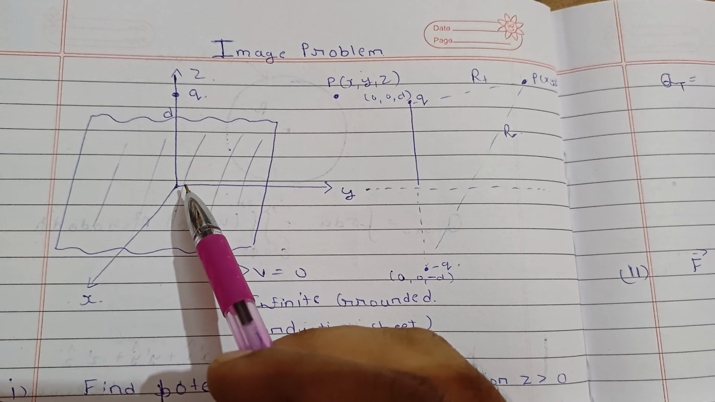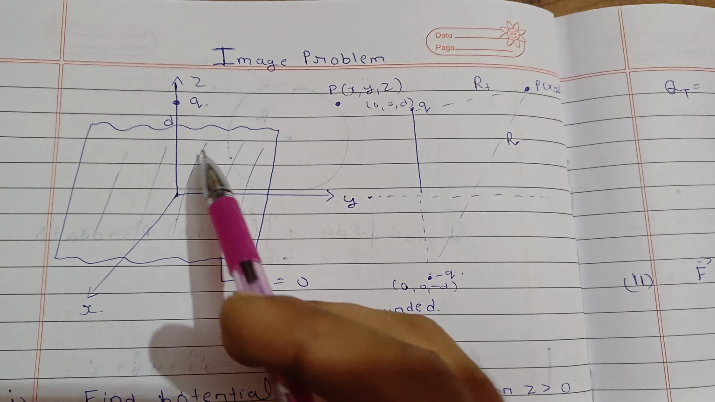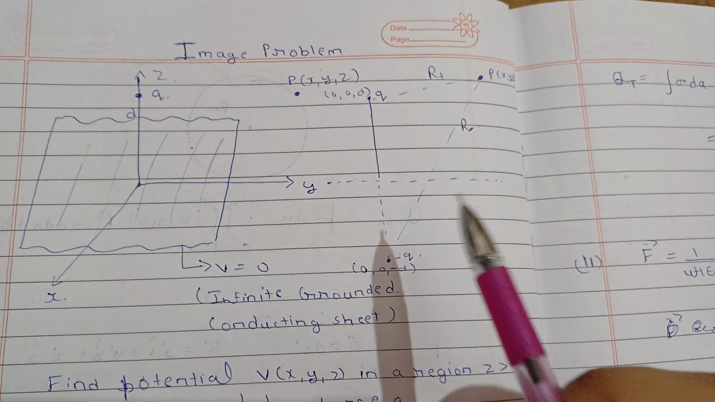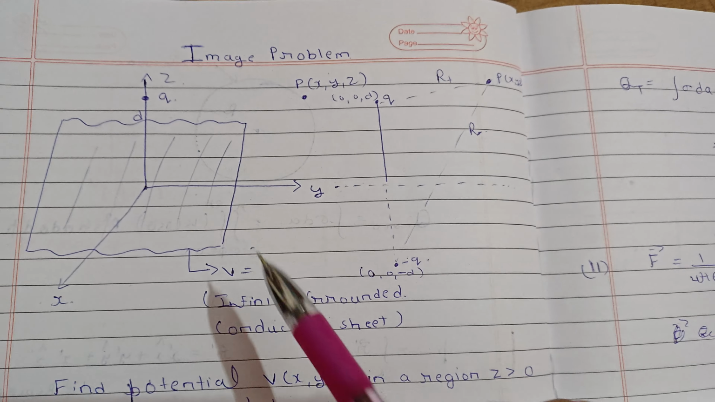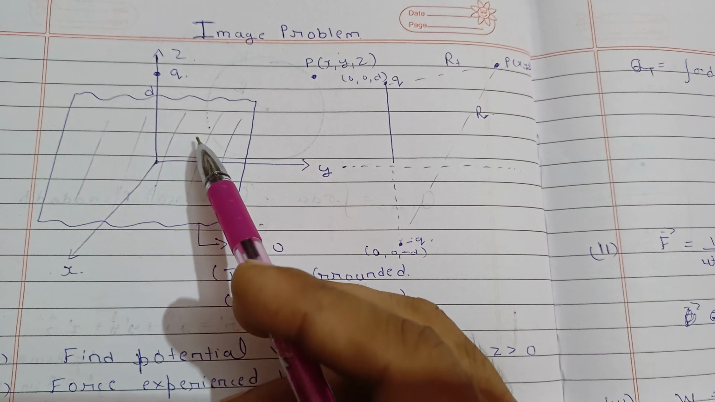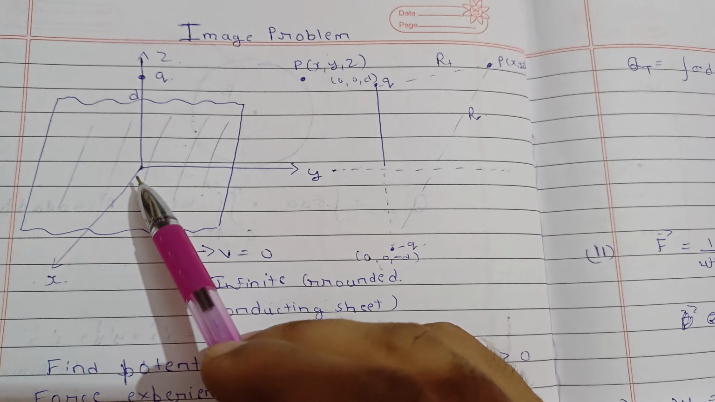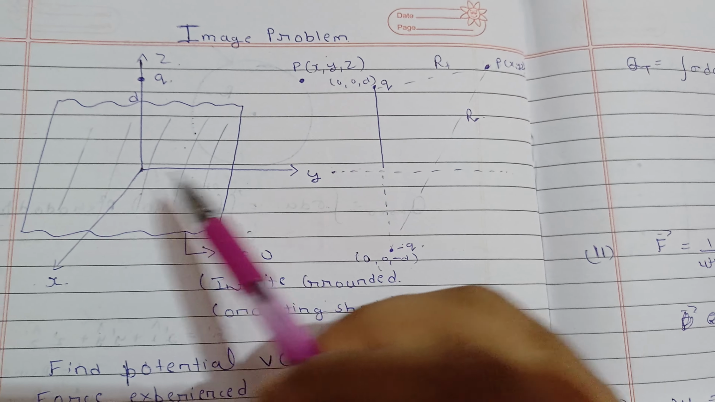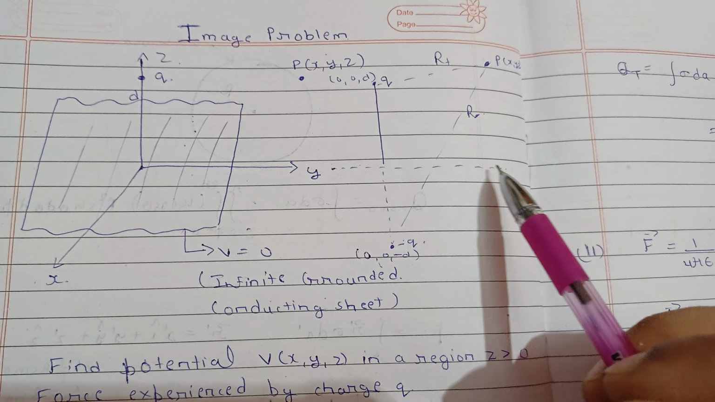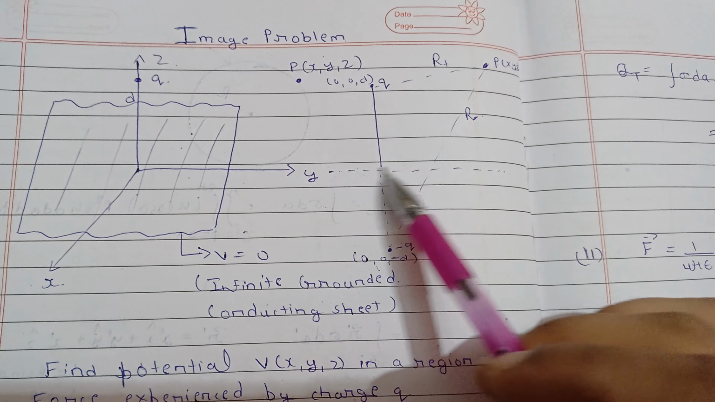If I replace this infinite sheet by a dotted line and put a charge minus q here, there is no sheet now. Now this is your condition: the potential must be 0 at the infinite sheet. Now see the potential due to these two charges at the points where z equals 0, since this infinite sheet is lying in the xy plane. So due to these two charges the potential must be 0 on this line in the xy plane.